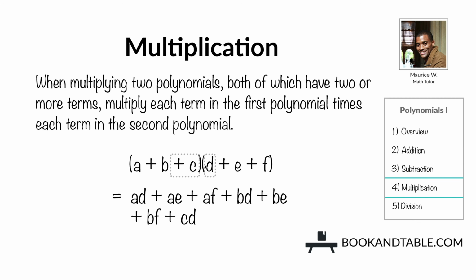So now we want to multiply the next term in our first polynomial, C, times all three terms, giving us C times D, which is CD, C times E, which is CE, and C times F, which is CF. So this would be our final answer. But again, regardless of how many terms are in each polynomial, you're going to multiply each term in the first polynomial times each term in the second polynomial.